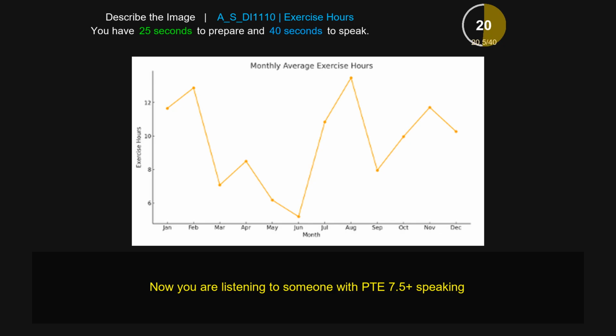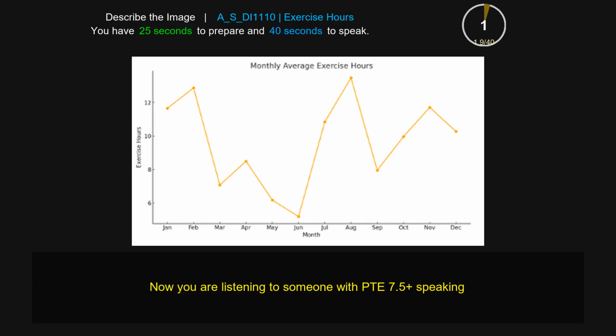Similarly, in September the monthly average exercise is up to 8 hours, while the August month has the highest monthly average exercise, which is more than 15 hours. Similarly, in the December month, the monthly average exercise is up to 10 hours. Overall, the picture provides information about monthly average exercise hours, while the August month has the highest monthly average exercise, up to 15 hours, and the June month has the lowest.